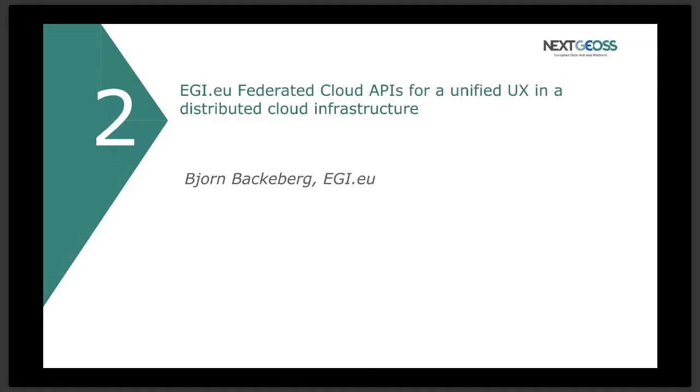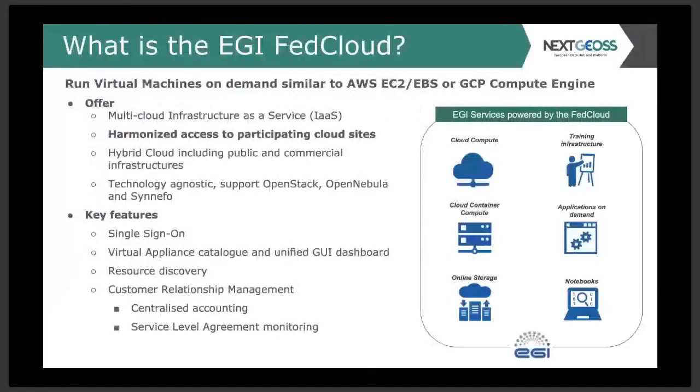So I'm going to talk a little bit about the EGI Federated Cloud and the APIs that we use to have a unified user experience in the distributed cloud infrastructure that is the EGI Federation. But before we start, I thought it would be useful to describe what the EGI Federated Cloud is and what it offers. So essentially, the EGI Fed Cloud, as we like to call it, is a distributed multi-cloud infrastructure as a service, or IaaS, that gives users the ability to run virtual machines on demand.